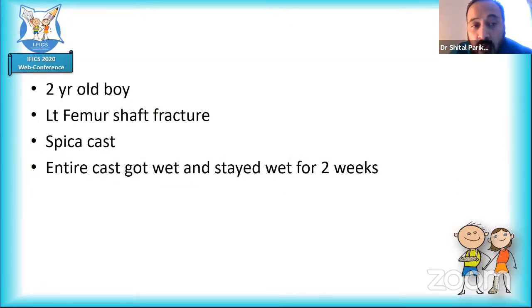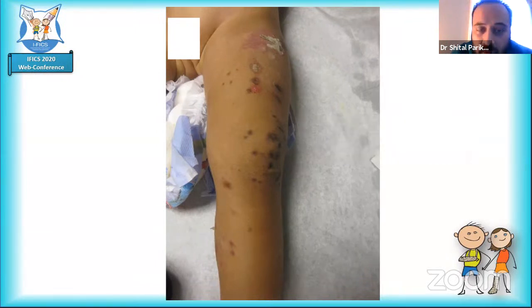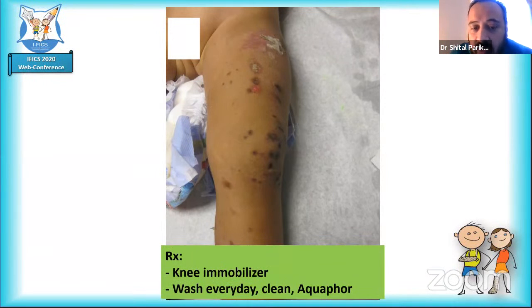Here is an example of a 2-year-old boy who had a left femur shaft fracture, had a spica cast, and the cast stayed wet for 2 weeks. The patient came back with a fungal infection of the skin. There was mold on the skin, and of course the fracture is stable at around 2 to 3 years of age by 2 or 3 weeks. So he had a knee immobilizer, and then we just put some Aquaphor, had a dermatologist look at it, and it cleared up in a week.